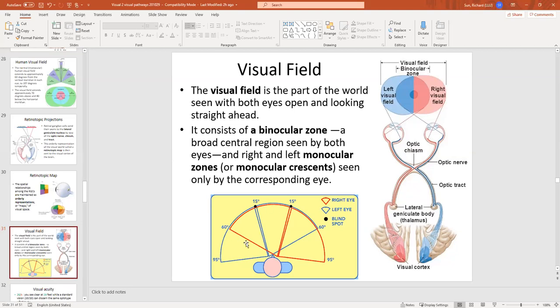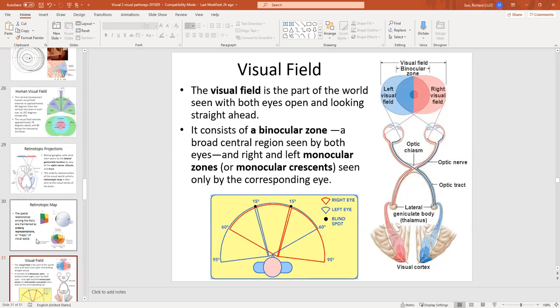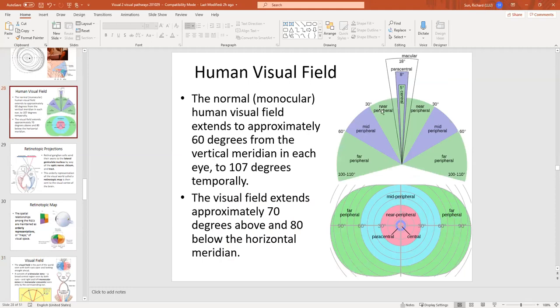So your visual field from both eyes has a central portion that is covered by both eyes. This is called the binocular zone. Two eyes both provide the vision. And in the peripheral region we also have the monocular crescent, or monocular zone. Okay, this region will be seen by only one eye, not both eyes. So in the visual field, the center is the macular area, projecting into the macula.